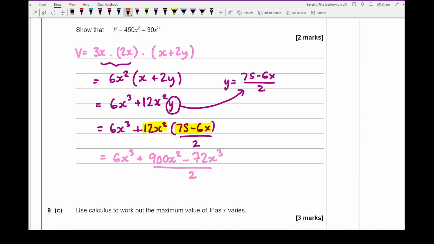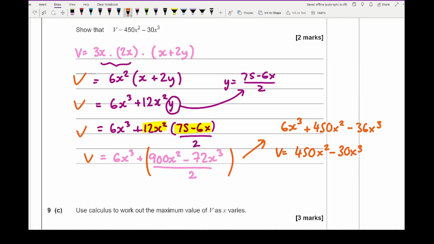So then simplifying this, we can divide both things by 2, so what that ends up with is 6x cubed plus half of 900, which is 450x squared, half of 72 is 36x cubed. Simplifying all of that, we get 450x squared minus 30x cubed, and that is what v equals. And that is what they wanted me to show.